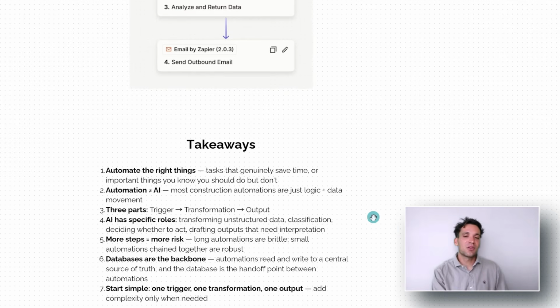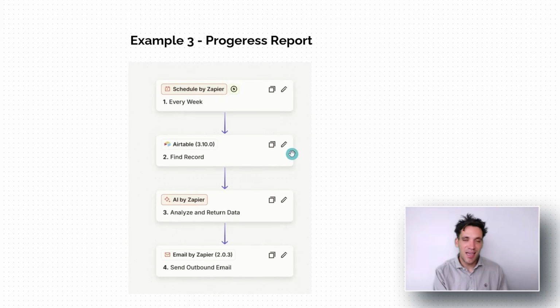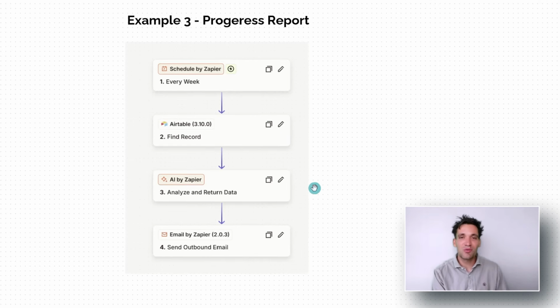And again, the key takeaway I'd say is start super simple. One trigger, one transformation, one output that does something genuinely useful that will save you time. You can set these things up in literally 10 minutes in Zapier. Maybe it'll be a bit slower the first time as you've never done it before, but they're genuinely super easy to use and super user-friendly.